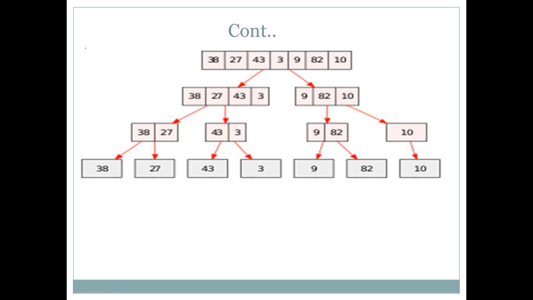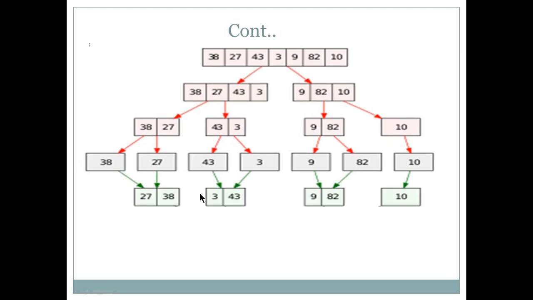We will merge first this list, 38 and 27, then 43 and 3, then 9 and 82, and 10 is alone here. After merging we will get 27 and 38. Previously we had 38 and 27, but now after merging we have 27 and 38. This will be 3 and 43, this will be 9 and 82, and this will be 10.